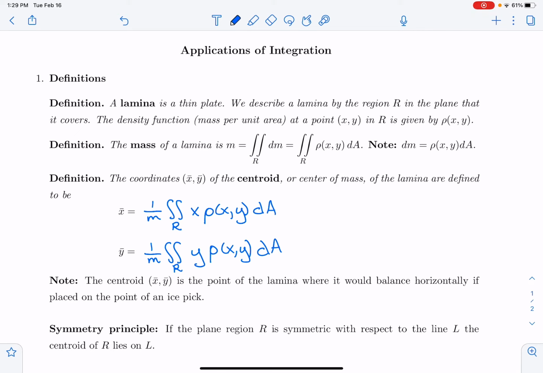perfectly. And then I want to bring up a principle of symmetry here that says if the plane region R is symmetric with respect to some line L, the centroid, or center of mass, of that region R will lie on L. And this is something that we're going to see in the example.